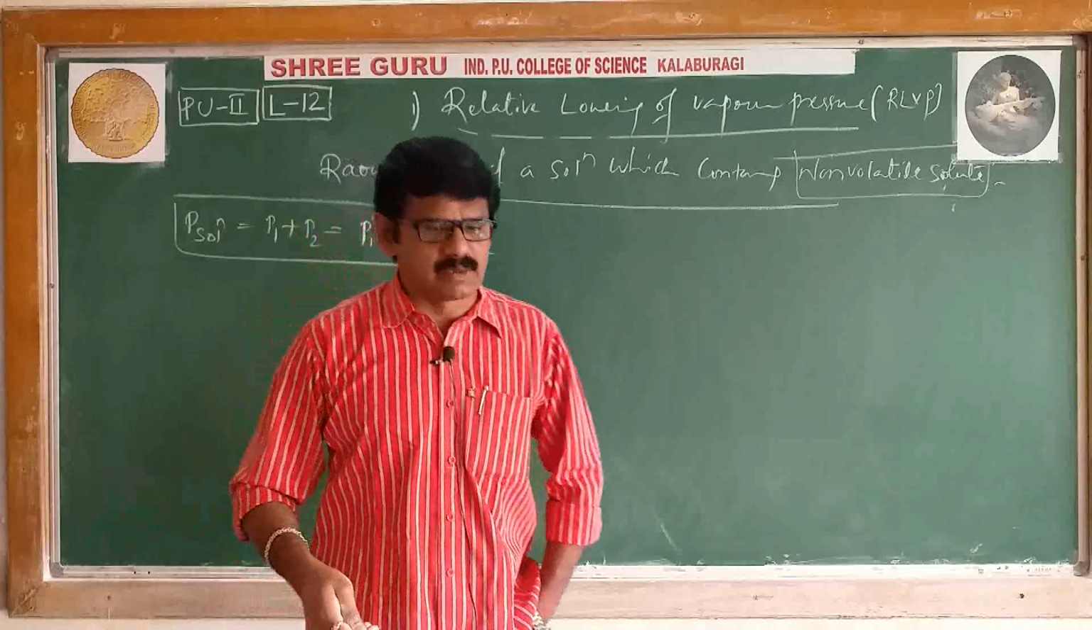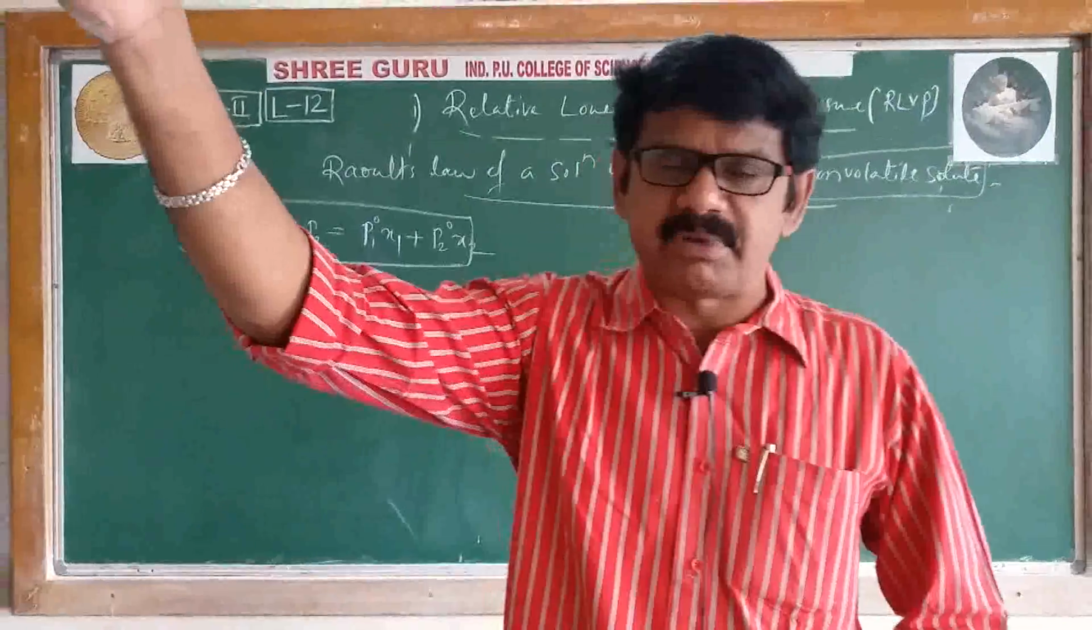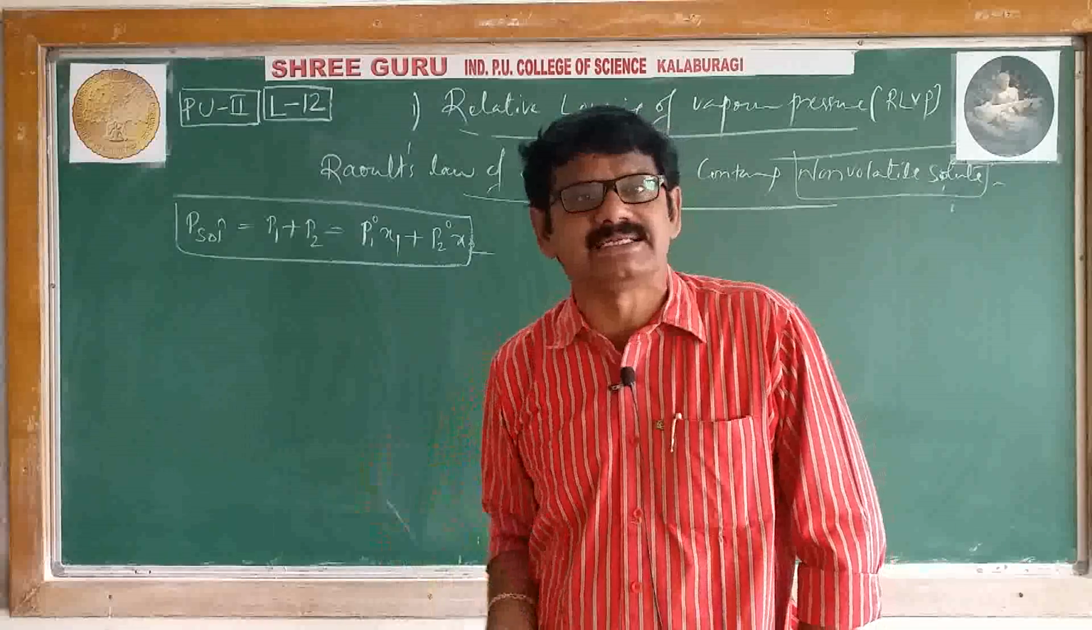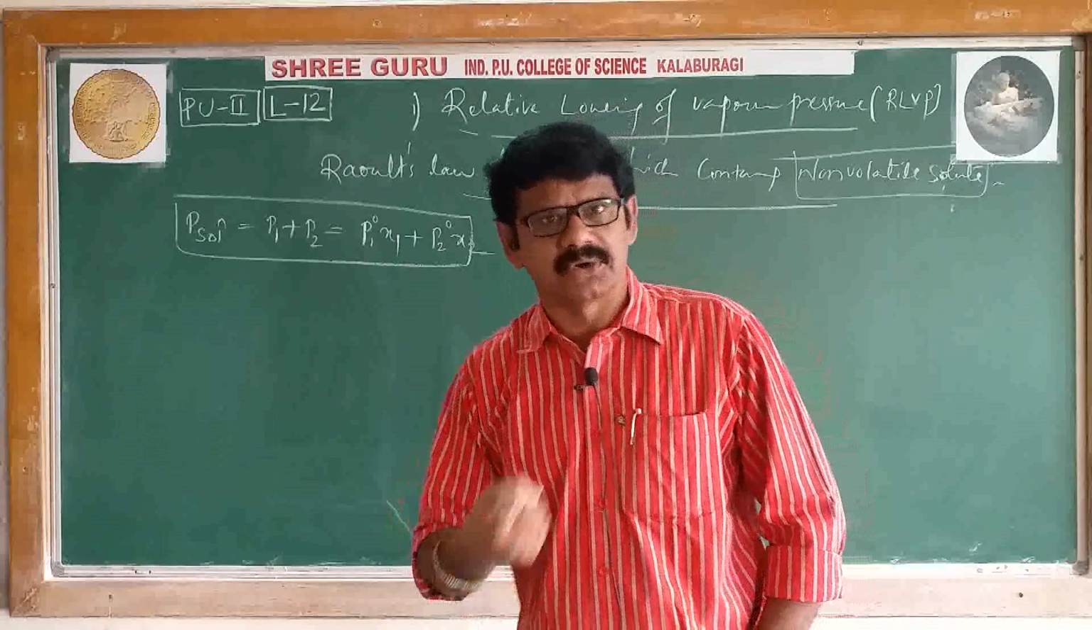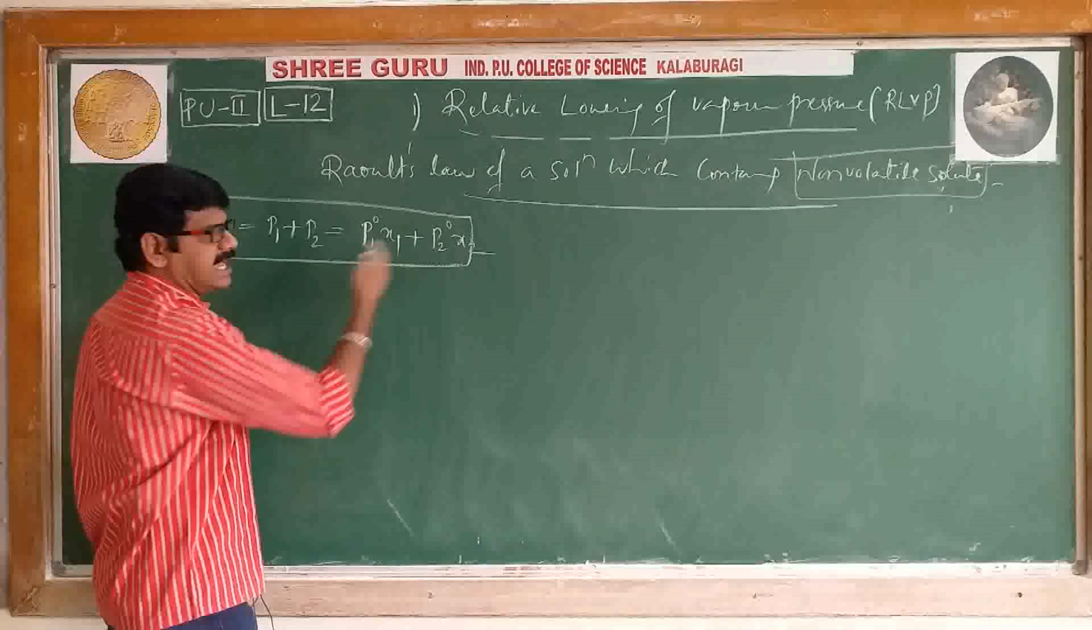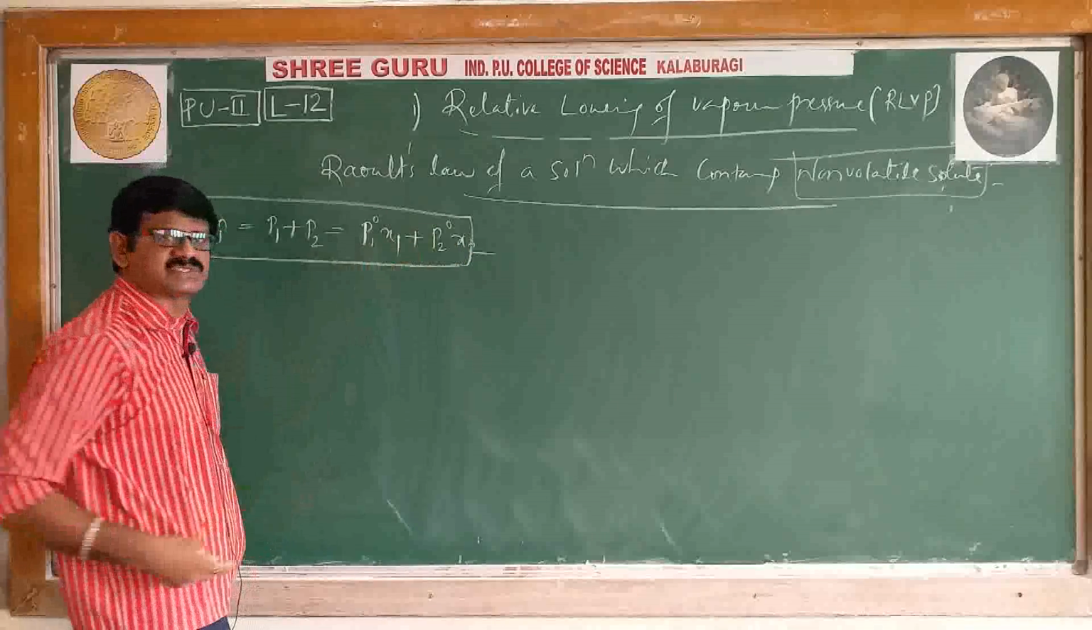Sir, why we are using the previous Raoult's law? Based on previous Raoult's law only, now present Raoult's law statement and its derivation we will see. Right. It is a previous concept. Here both are volatile. P1 naught x1, P2 naught x2.